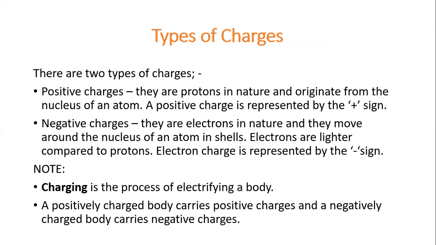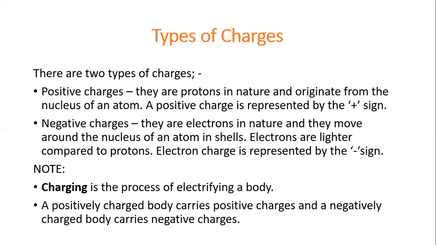These are the types of charges. Since we've seen that bodies at rest can have a kind of charge, now let's see the main types of charges. So basically there are two types of charges, the positive charges and the negative charges. The positive charges are protons in nature and they originate from the nucleus of an atom. And a positive charge is represented by a plus sign.